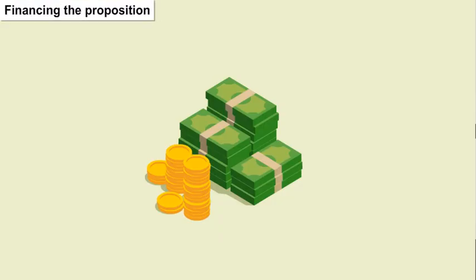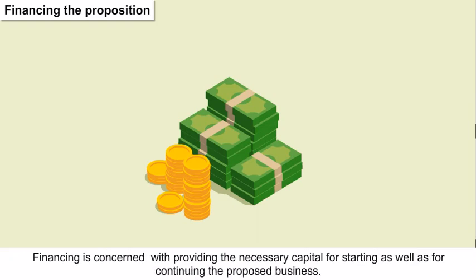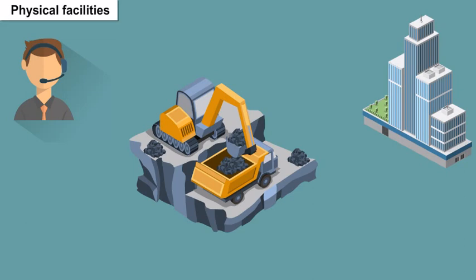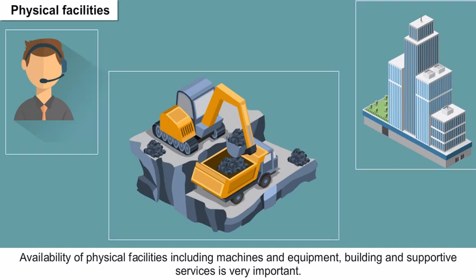Financing the proposition. Financing is concerned with providing the necessary capital for starting as well as for continuing the proposed business. Physical facilities. Availability of physical facilities, including machines and equipment, building and supportive services, is very important.